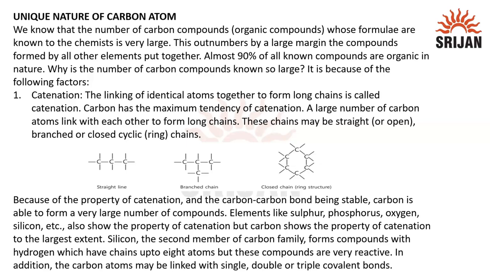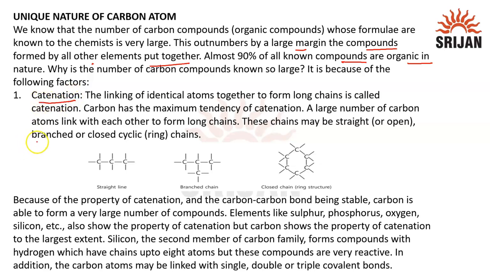Now let us talk about the unique nature of the carbon atom. We know that the number of carbon compounds is very large. There are a lot of carbon compounds existing. This outnumbers by a large margin the compounds formed by all other elements put together. Almost 90% of all known compounds are organic in nature. Now the question is, why is the number of carbon compounds so large? There are certain factors because of which carbon forms so many compounds.